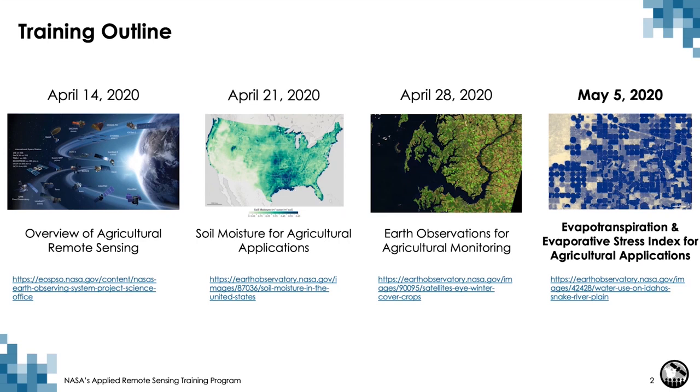Today, he'll be discussing the importance of evapotranspiration for agricultural applications, satellite methods for estimating evapotranspiration, case studies using the ALEXI model, an overview of the evaporative stress index, as well as highlight an exciting new evapotranspiration monitoring tool he and his colleagues created in Google Earth Engine.